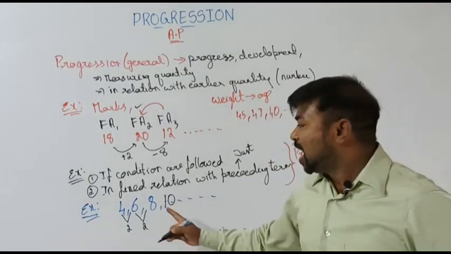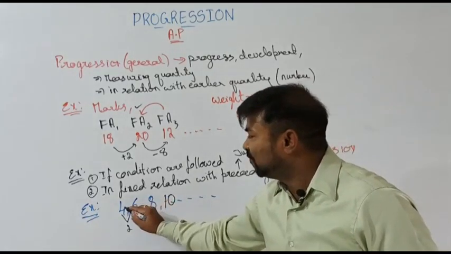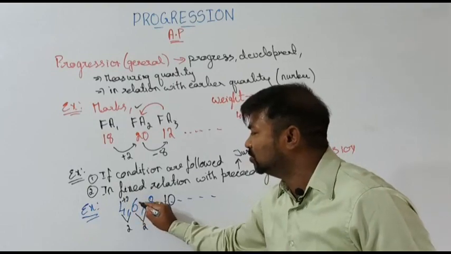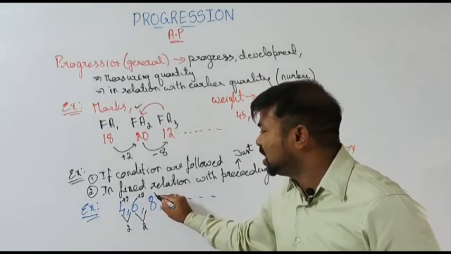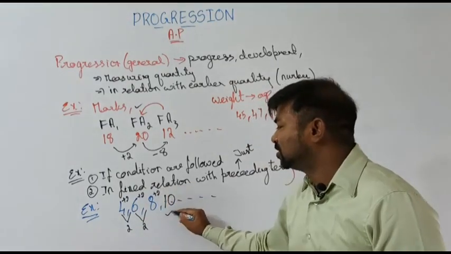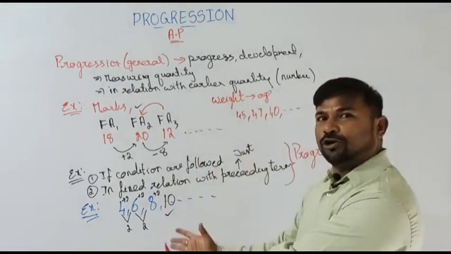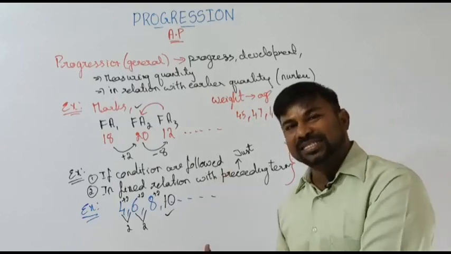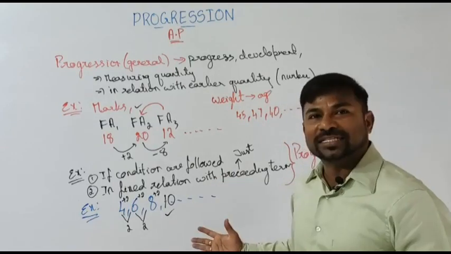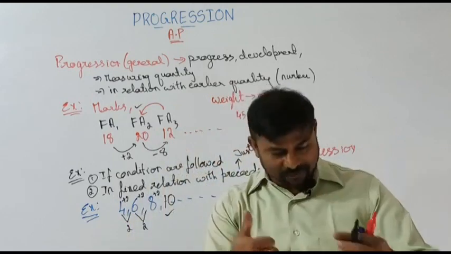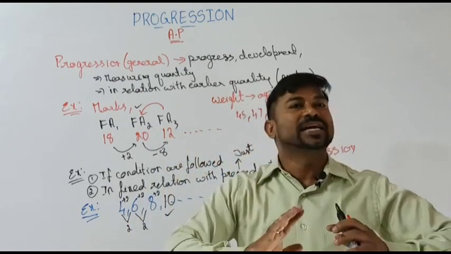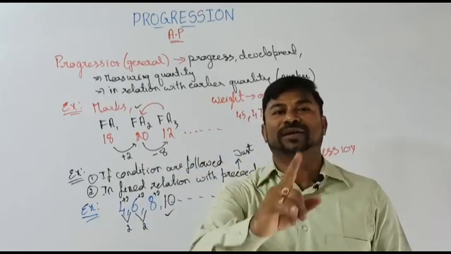How did you get it? 4 plus 2, we come to 6. 6 plus 2, we come to 8. In the same way, 8 plus 2, we come to 10. So it followed a certain order. As it has followed a certain order, we can say it is in progression. What kind of progression, we will discuss, but it's a progression in mathematics.